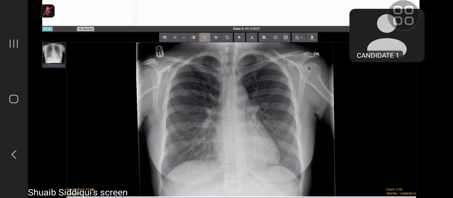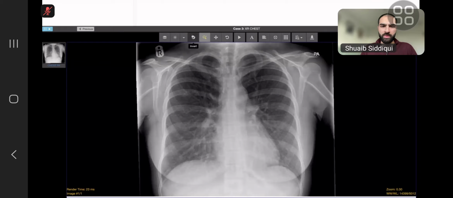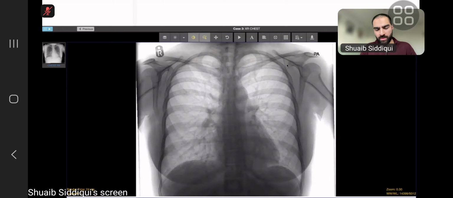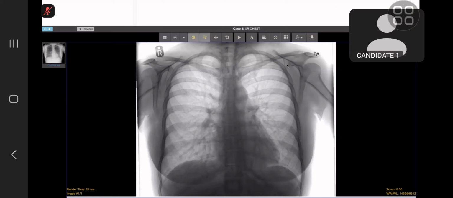There's evidence of retrocardiac opacity. Okay, that's fine. I think that's normal. Let me invert it. Does that help you? Yes, sir. So the right hila appears slightly bulky. There's also evidence of reticular opacity seen in the right lower zone out here, sir.